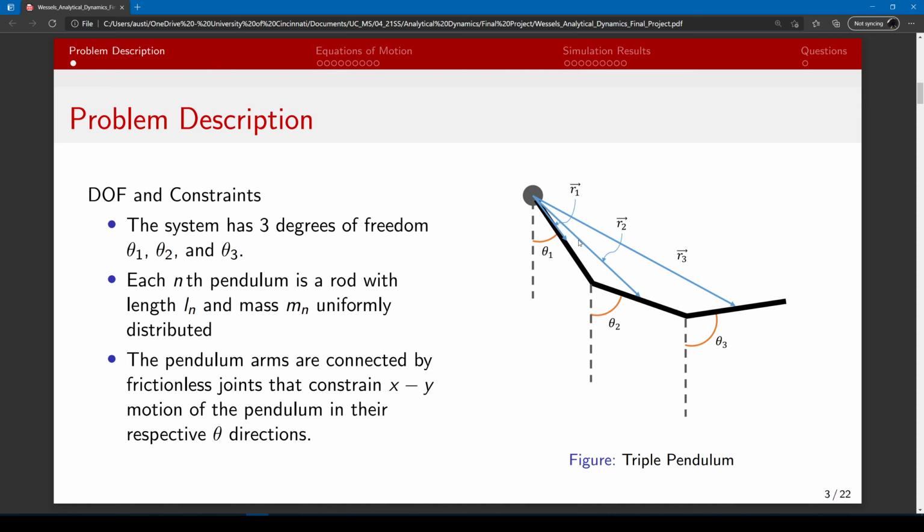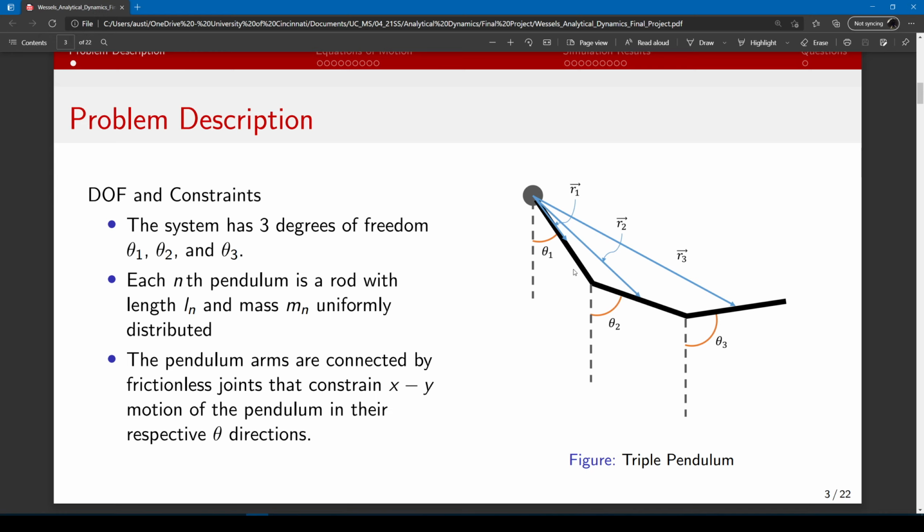Problem description. So here we have a diagram of our triple pendulum system. This system has 3 degrees of freedom, theta 1, theta 2, and theta 3. And each nth pendulum, 1, 2, and 3, will have length L sub n and a mass m sub n that's uniformly distributed across the length of the rod.